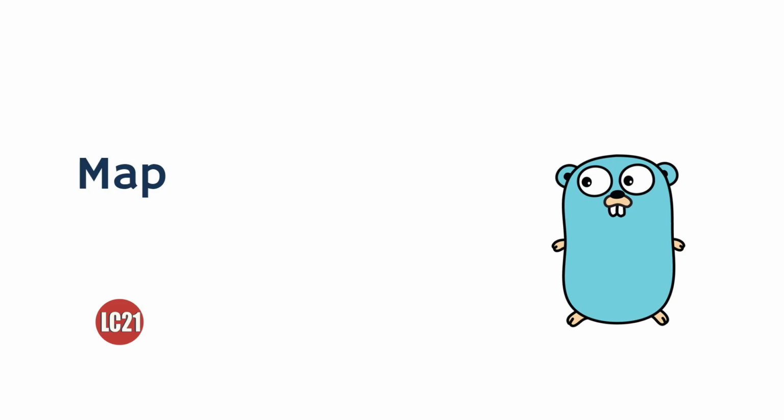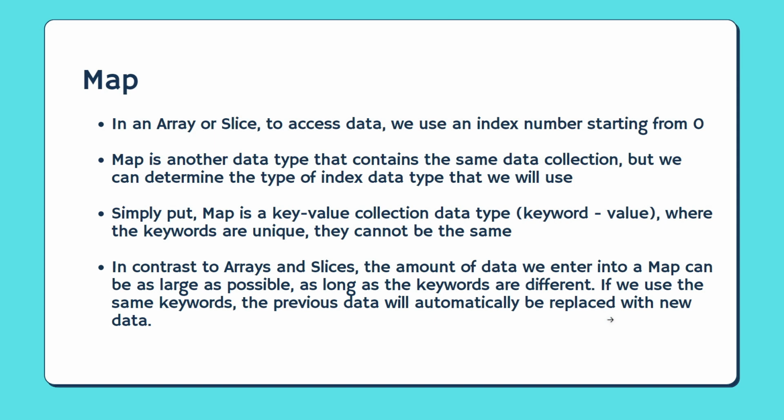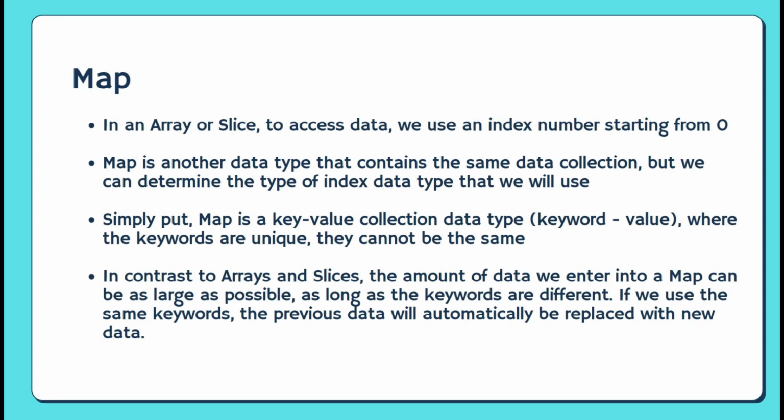Map. In an array or slice, to access data, we use an index number starting from 0. Map is another data type that contains the same data collection, but we can determine the type of index data type that we will use. Simply put, map is a key value collection data type, where the keywords are unique. They cannot be the same.